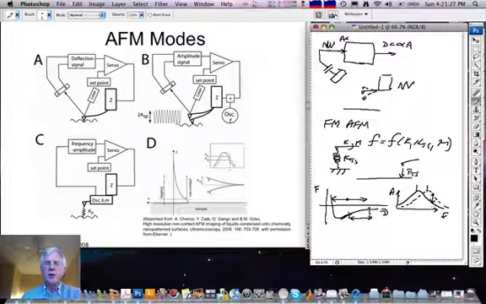Now in tapping mode, one sees a drop in amplitude also, but for completely different reasons. In that case, the drop in amplitude occurs because the cantilever is pushed up hard against the surface, thus reducing the oscillation amplitude of the cantilever.